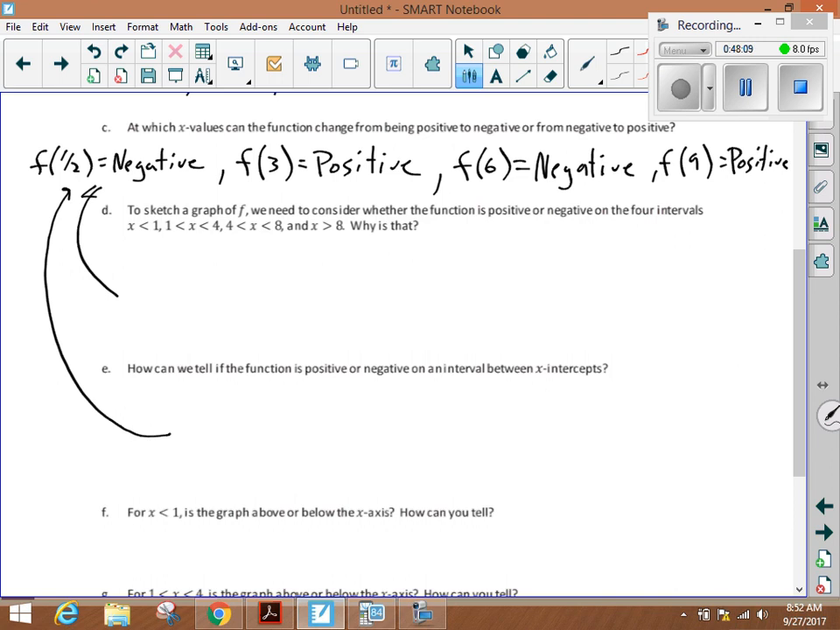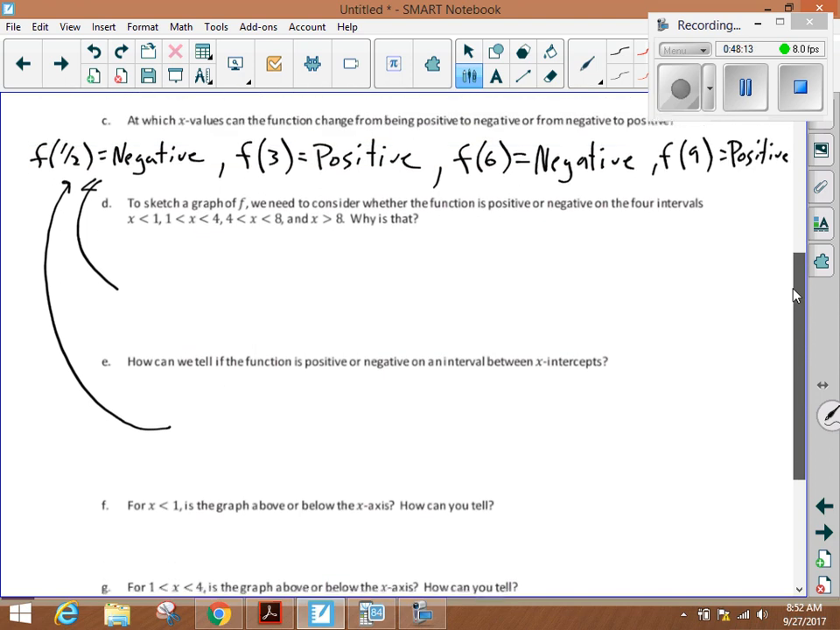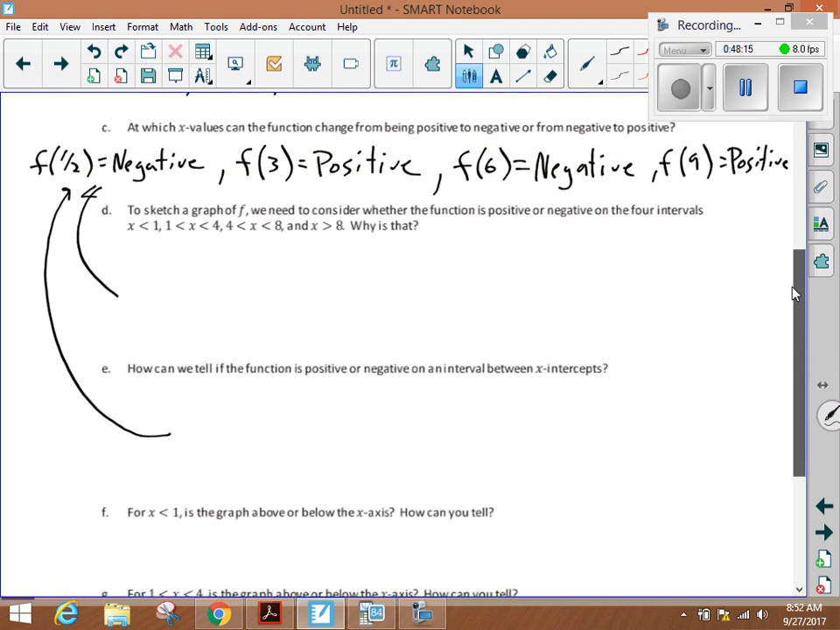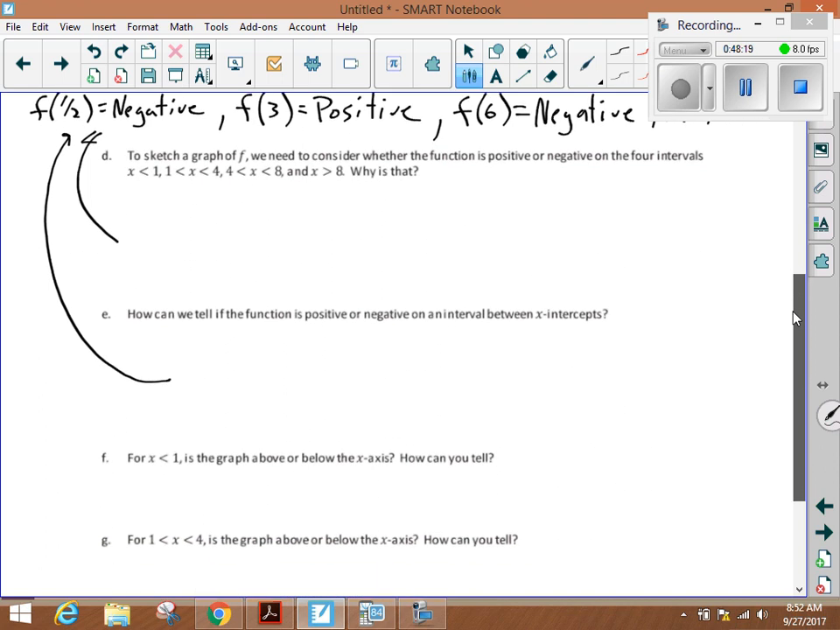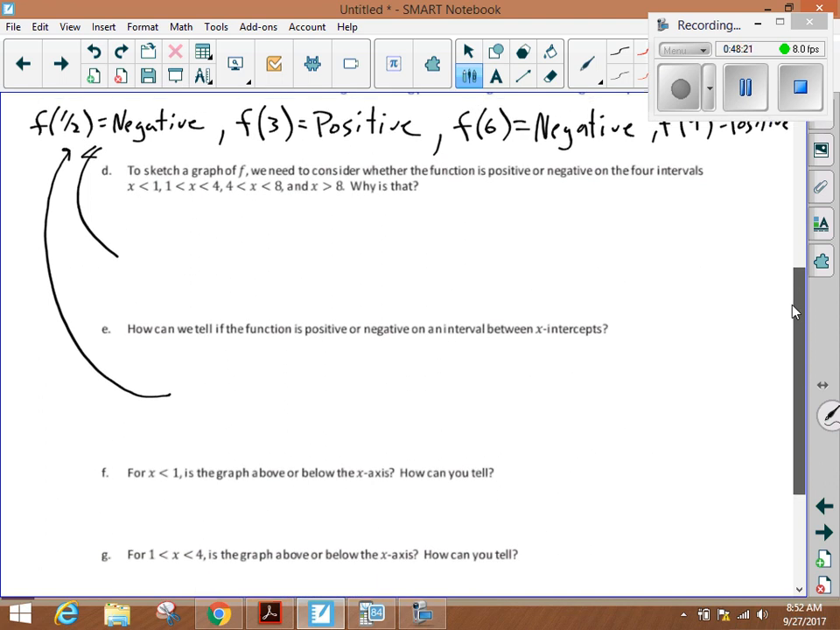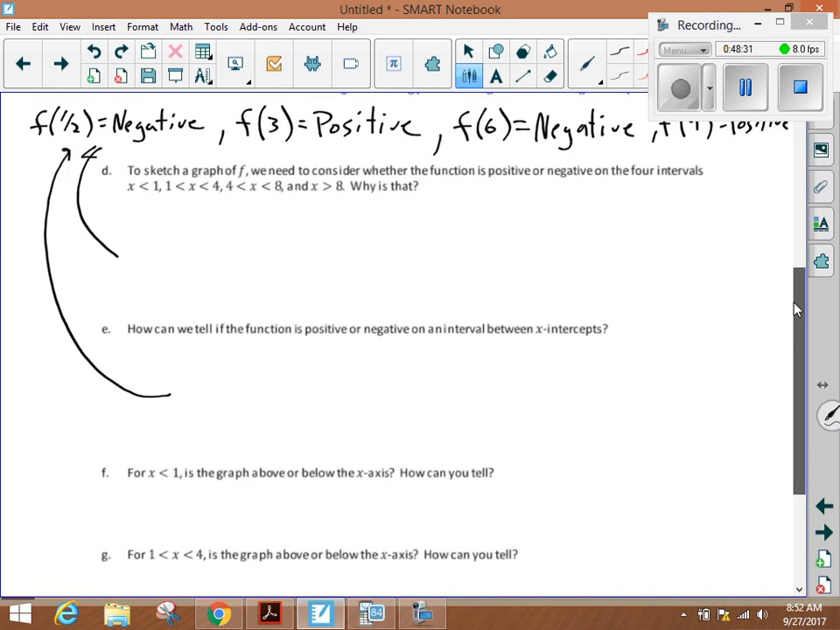So for x greater than 1, is the graph above or below the x-axis? Well, the way that we could tell, it's both above and below the x-axis. They didn't give me an interval. Weird.